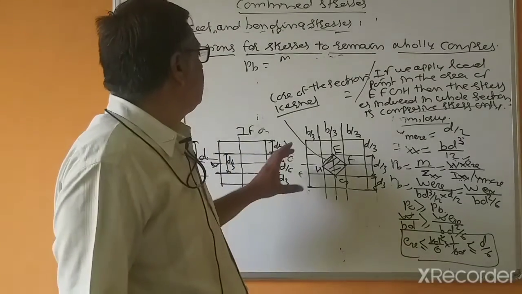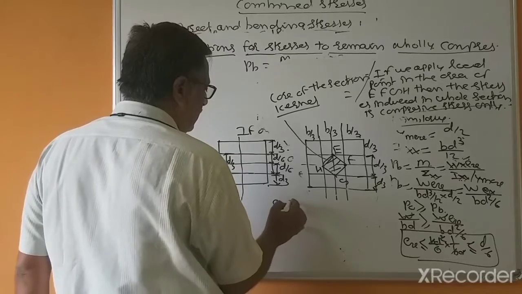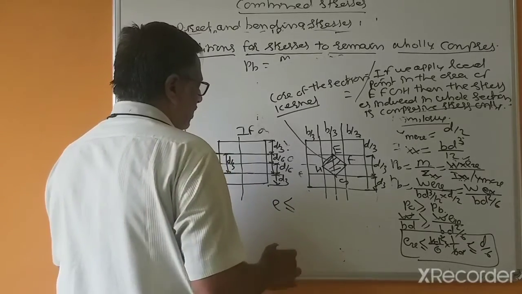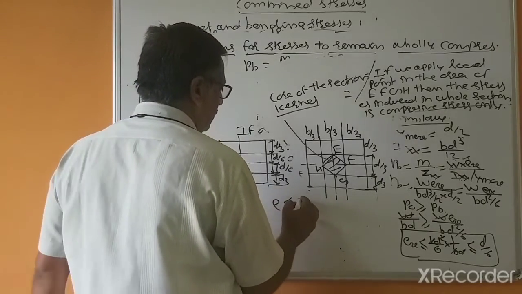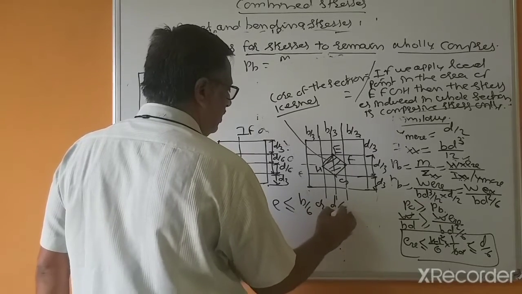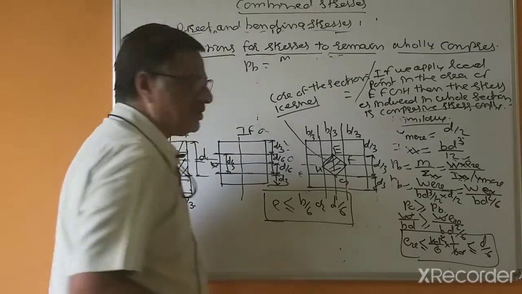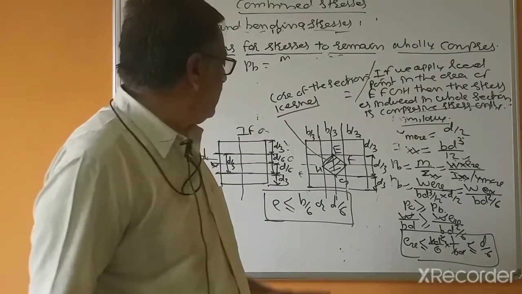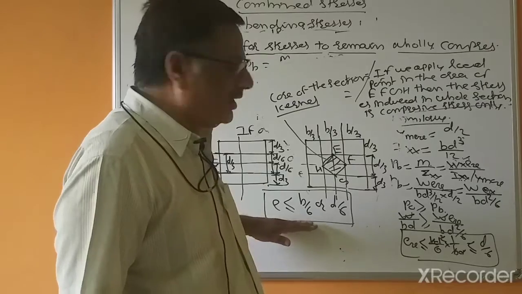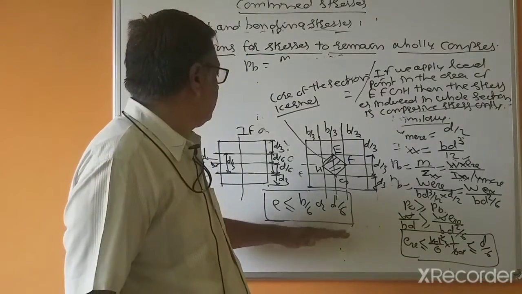So that's why this is the condition. Which is the condition? This condition is the eccentricity. So this should be less than B by 6 or D by 6. So this is the condition: eccentricity for rectangular sections should be B by 6 or D by 6.